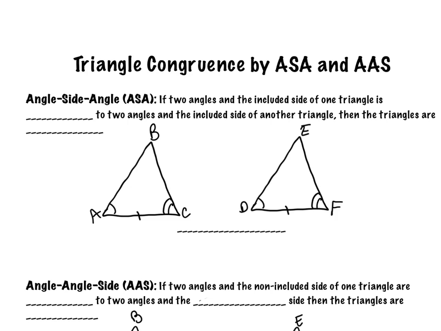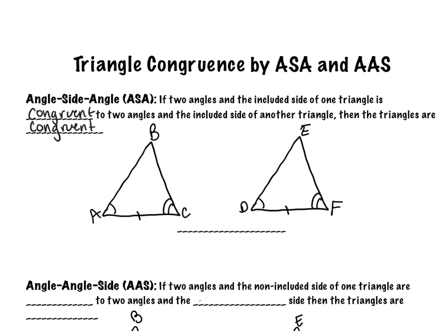So angle, side, angle, right? It works in a similar way to side, angle, side, in the fact that we have to go in the same order. And we talk about the included side now instead of the included angle. So basically we have two angles and the included side congruent to two angles and the included side of another triangle. Congruent.